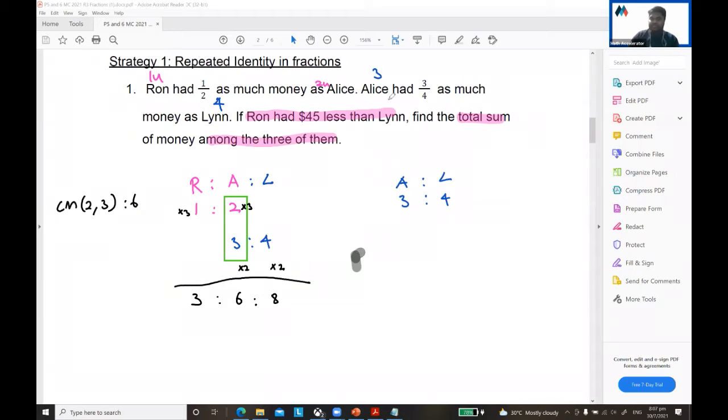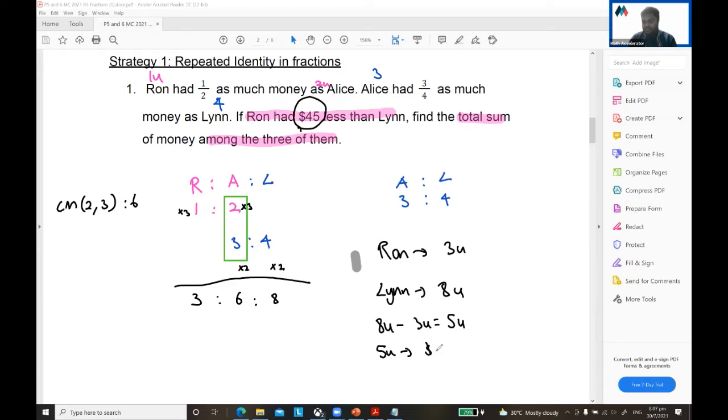So Ron is 3 units. Lynn, 8 units. So the difference in their units is 8 units minus 3 units, which is 5 units. So that's the difference in terms of units. The difference in terms of money, 5 units, is $45. So go and find for 1 unit: 45 divided by 5, and that is $9.